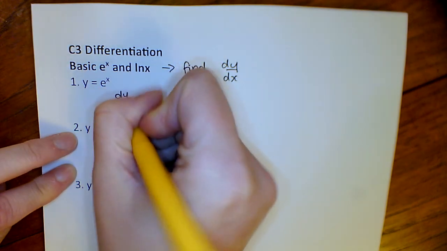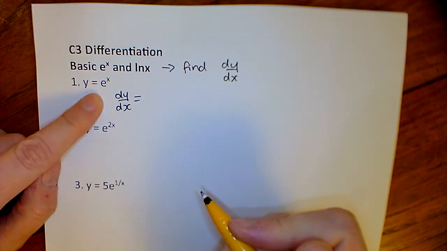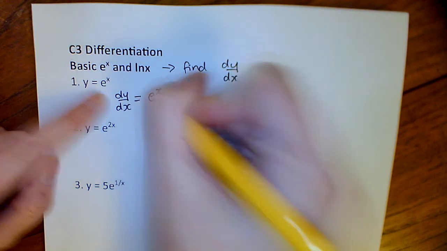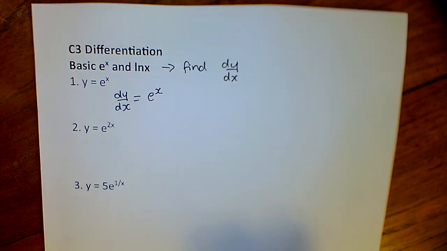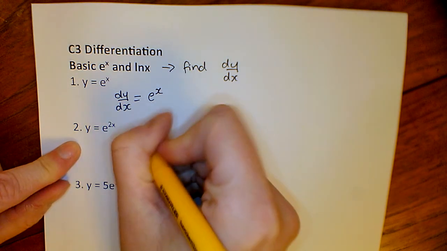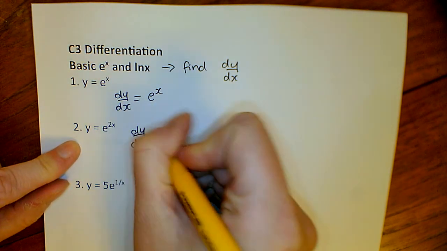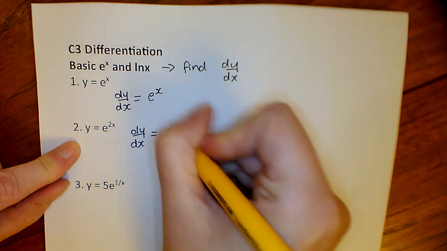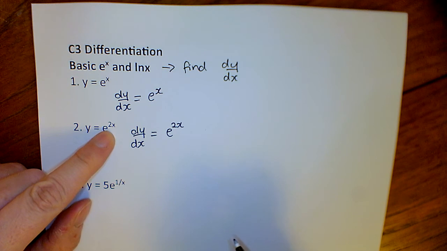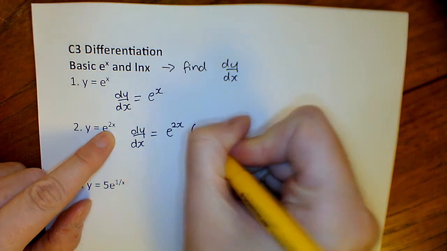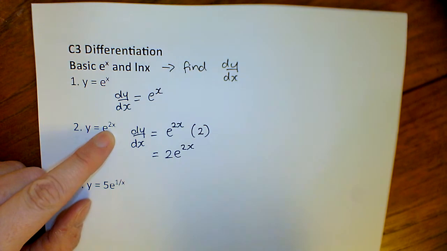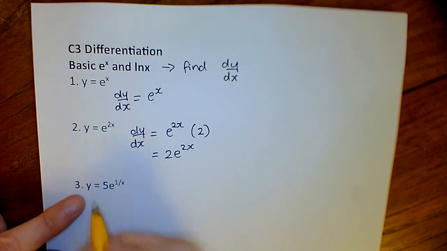So if y equals e to the x, dy by dx is just e to the x. It's as straightforward as that. When we differentiate e to the 2x, dy by dx is e to the 2x, then we'll have to differentiate the power, so differentiate 2x, you would get 2, so we'd write that as 2 e to the 2x.